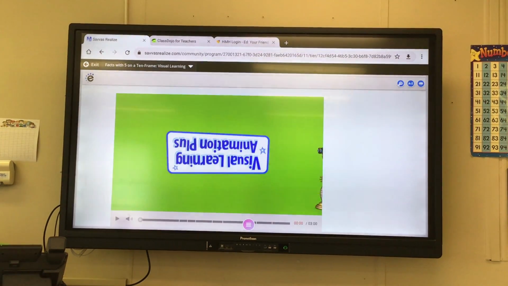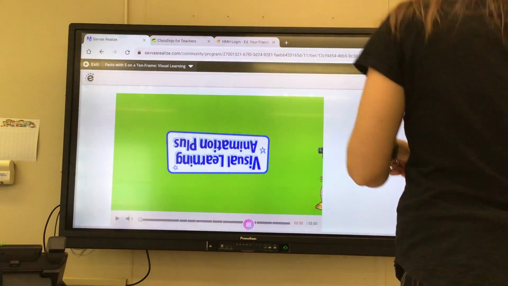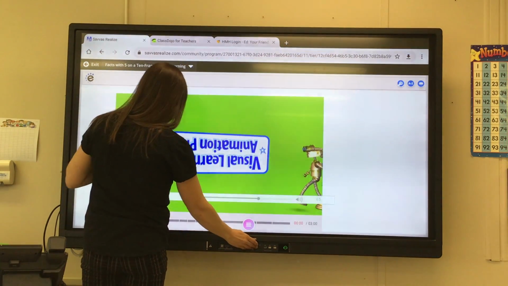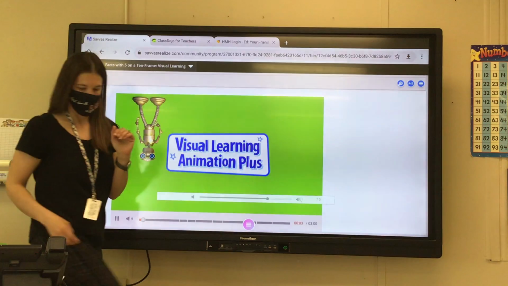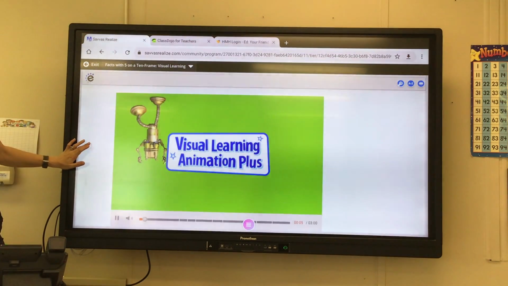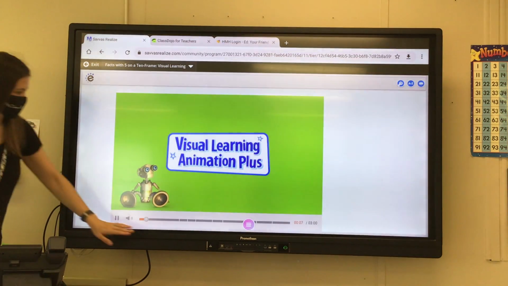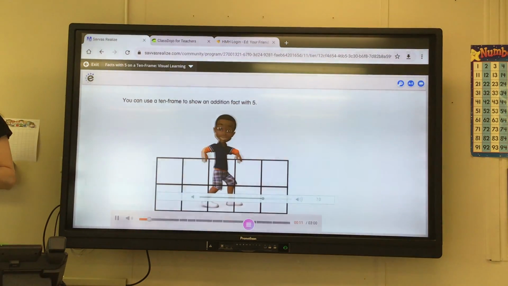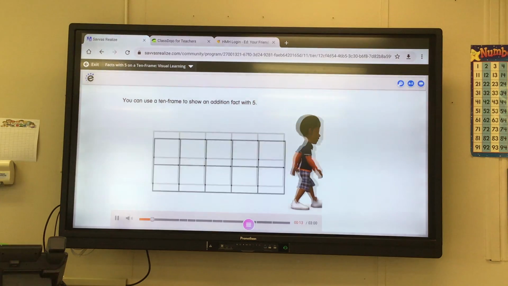Facts with 5 on a 10 frame. Let's watch the video first. You can use a 10 frame to show an addition fact with 5.